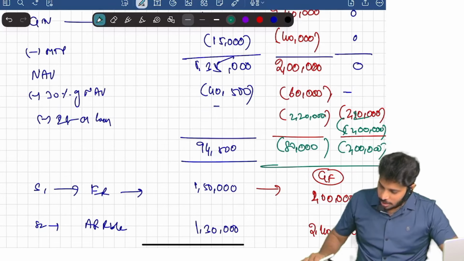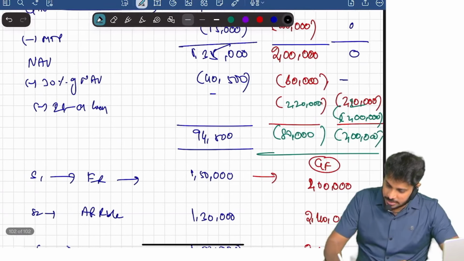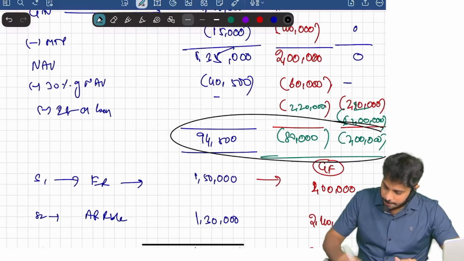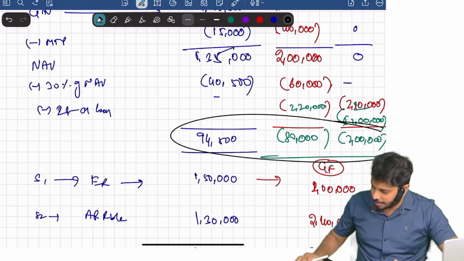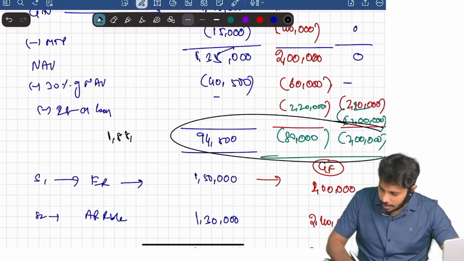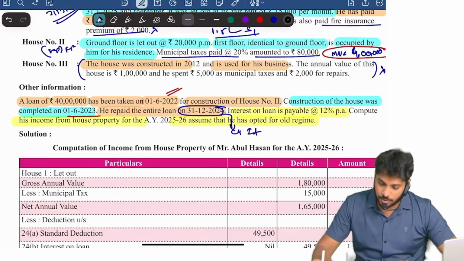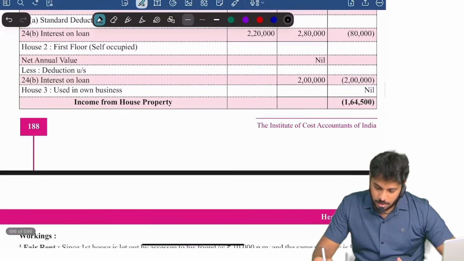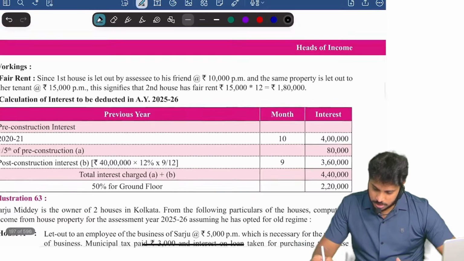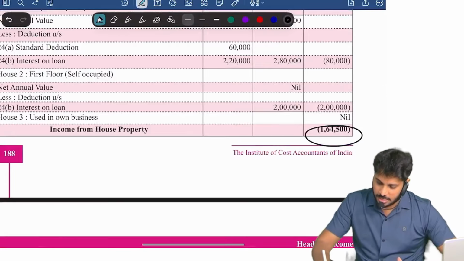So what is the total combined answer? I will combine these three. 94,500 minus 80,000 minus 2 lakhs is equal to minus 1,85,500. Agreed. Minus 1,85,500. What is the answer given? Oh my goodness, they gave the answer as 1,64,500.